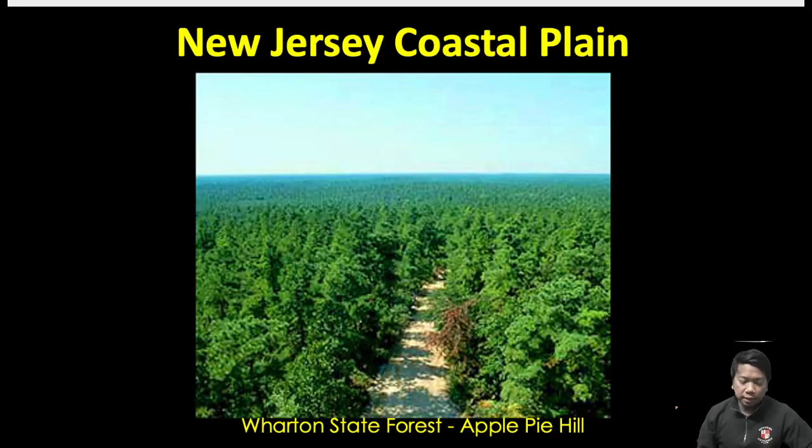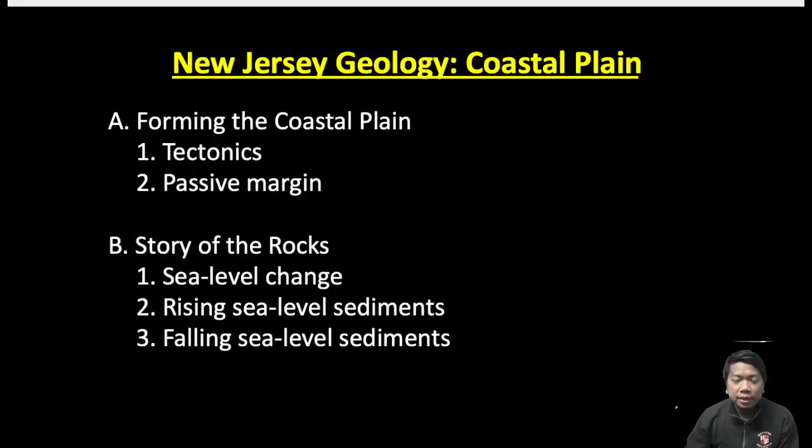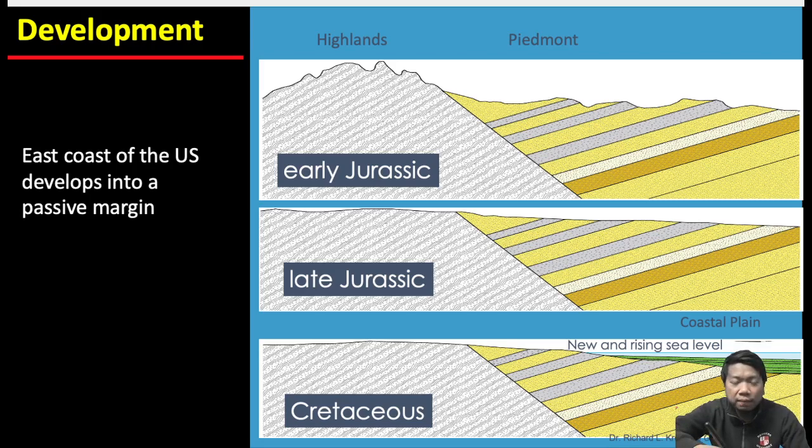Now, after the Piedmont, we talk about the youngest geological province that we have in New Jersey, which is the New Jersey Coastal Plain. So here are the things that we're going to be talking about: the formation of the coastal plain, as well as the story behind the rocks in the coastal plain. The New Jersey Coastal Plain developed during the Early Jurassic to Cretaceous time, all the way to present day, actually.